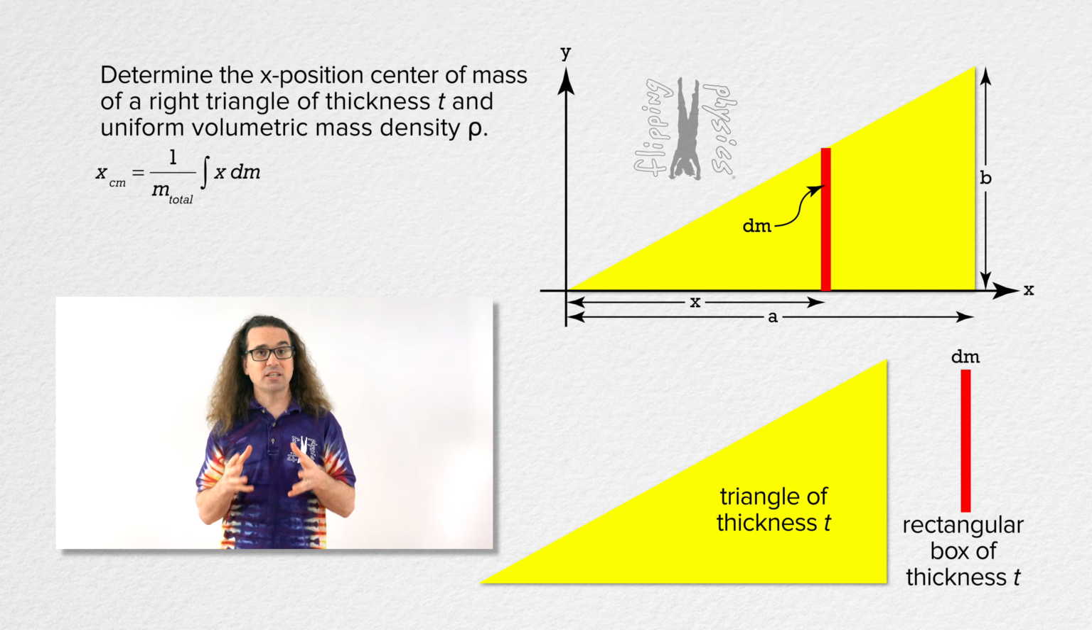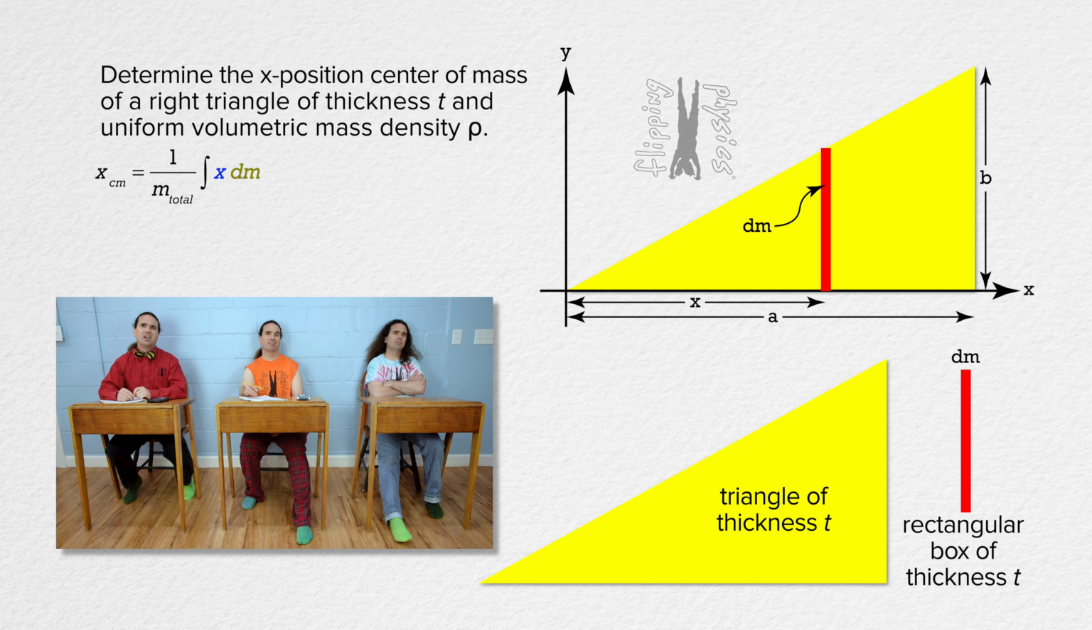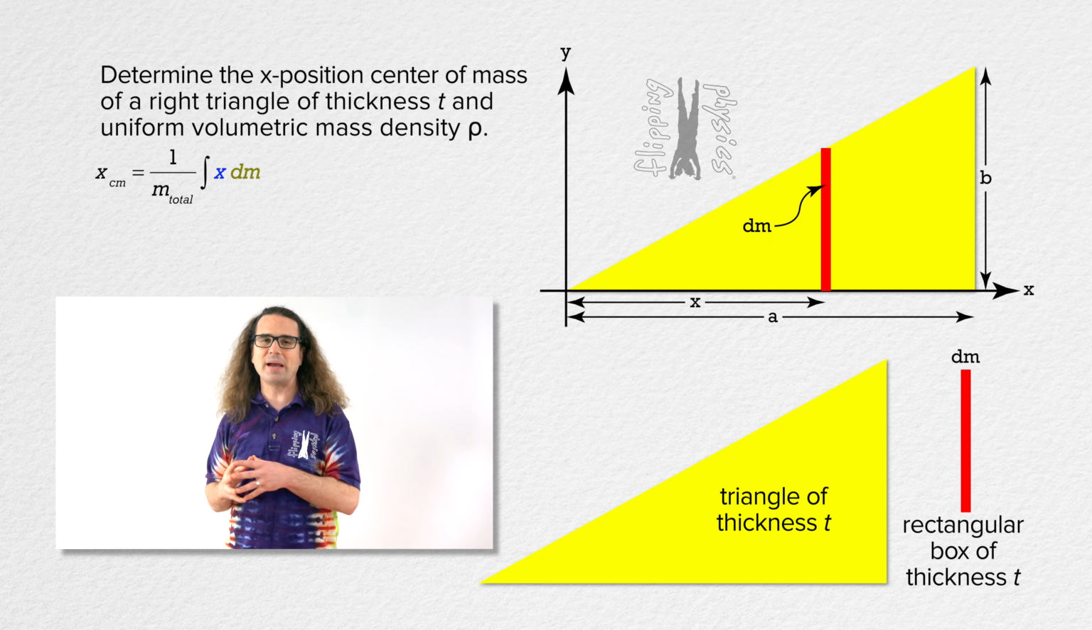Okay, x position of center of mass equals the inverse of the total mass times the integral of x position with respect to mass. Notice the issue here is we are trying to take the integral of x with respect to mass. You can't really do that, can you? Not directly. You need to first find a relationship between x position and mass.